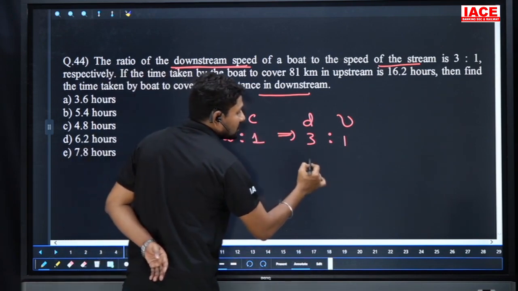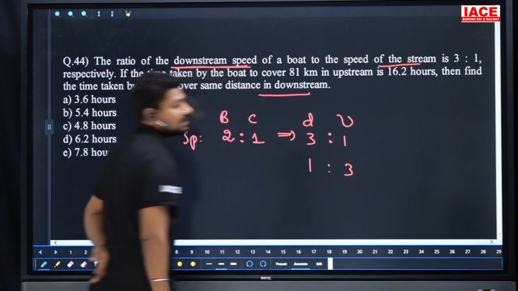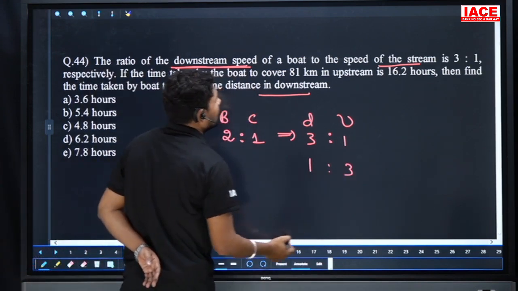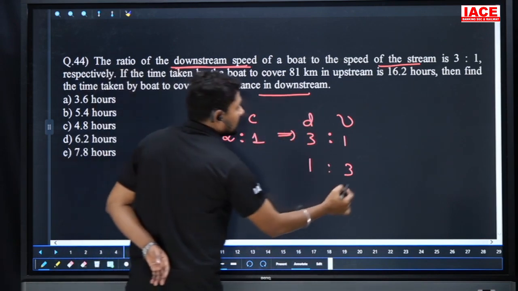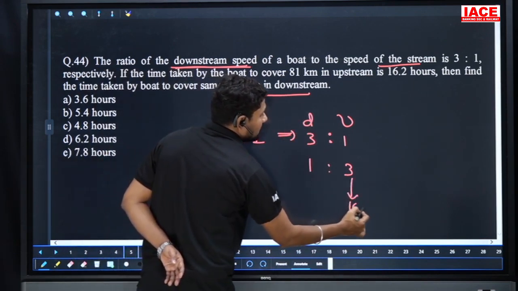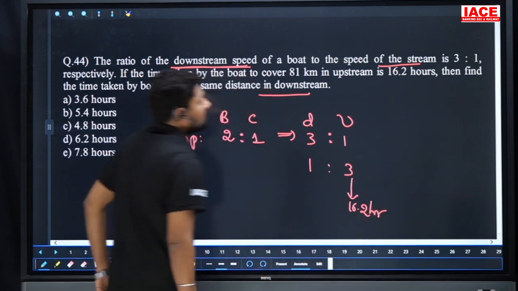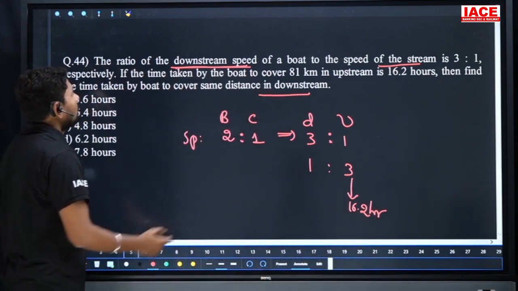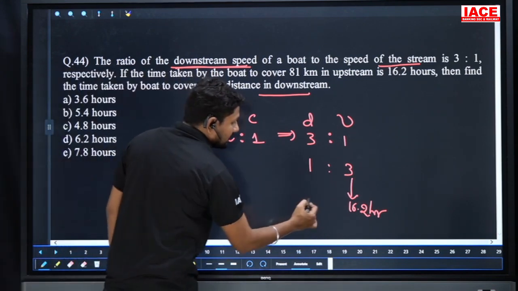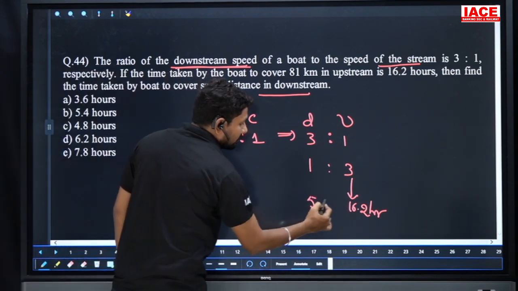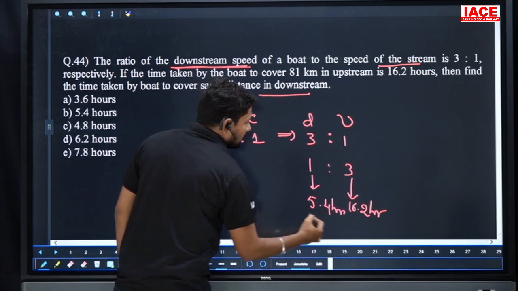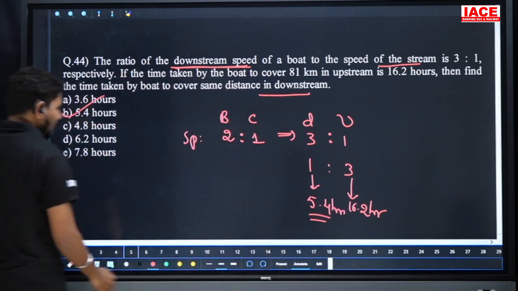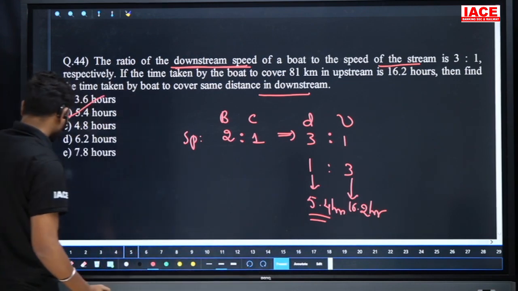When coming to the ratio of timing, it is 1:3, because the speeds ratio is opposite to the times ratio. In the upstream case they have given 3 parts is equal to 16.2 hours. We have to calculate for 1 part. Cancel the values: 3 fives are 15, 3 fours are 12. 1 part is equal to how many hours? 5.4 hours. Option B here. And move to the next question.